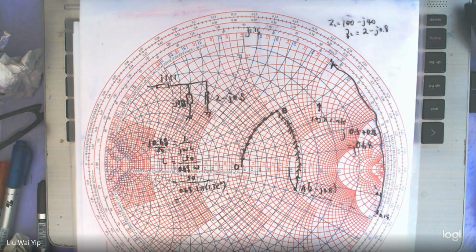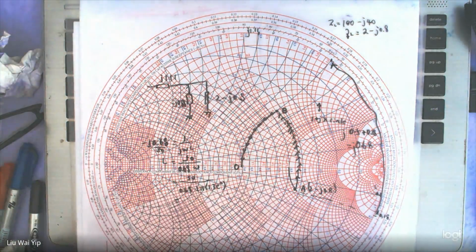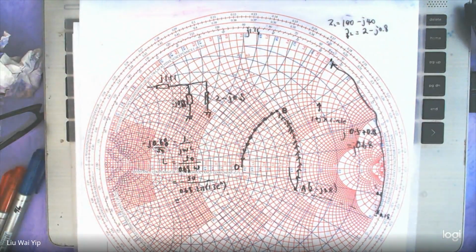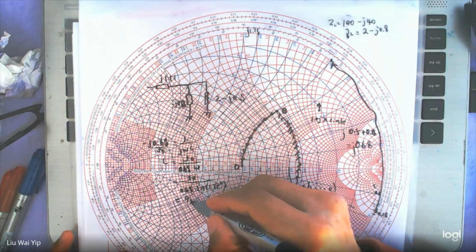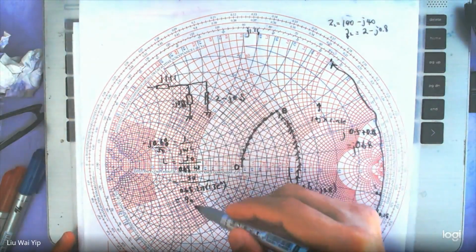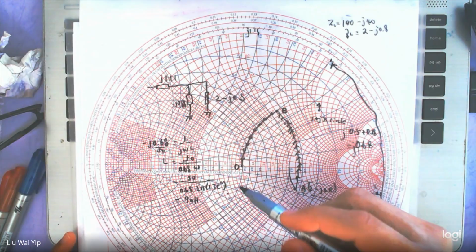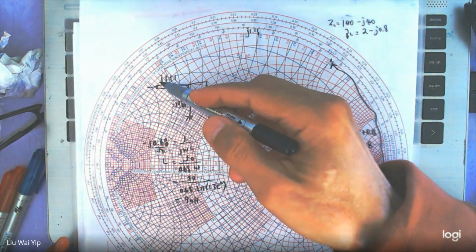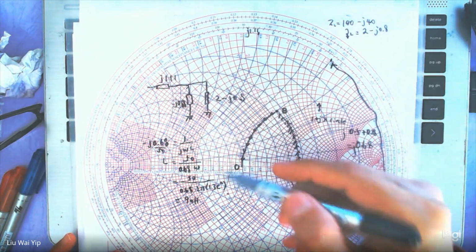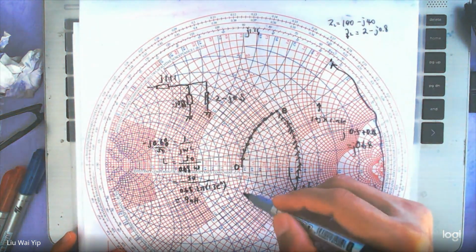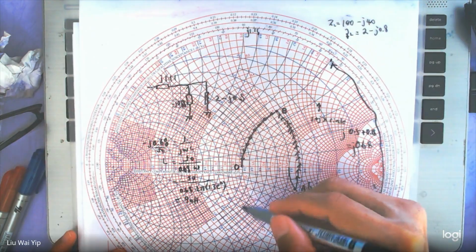Let's check. So I got 9 nanohenry, 9 nanohenry for this inductor. And here we need to use the capacitor. So I'm going to calculate it.